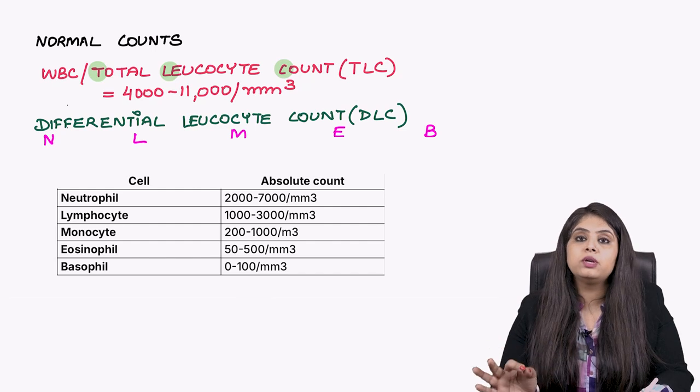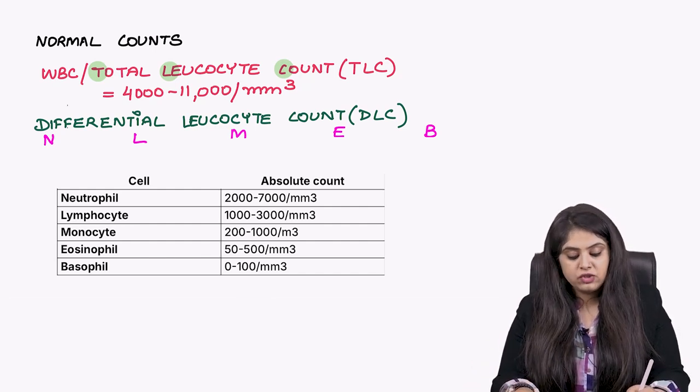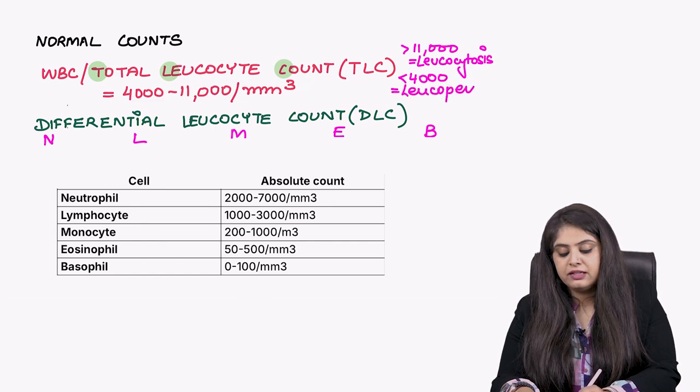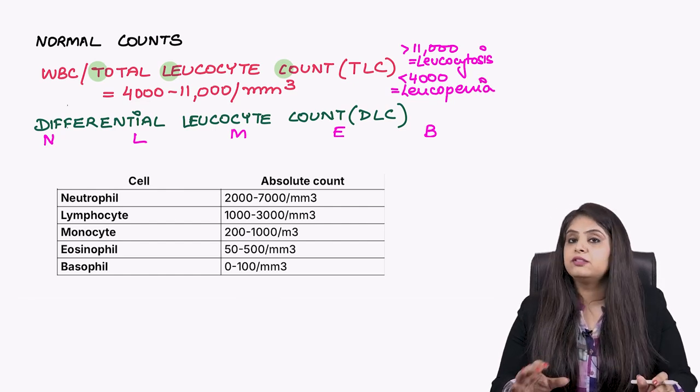This is your normal total count, which means that by chance, if someone comes to you with more than 11,000 TLC, you will say that the counts are increased. That is a case of leukocytosis. Whereas if the counts are less than 4,000, you'll say, oh, the WBC count has gone down, and that is known as leukopenia. That's not enough.